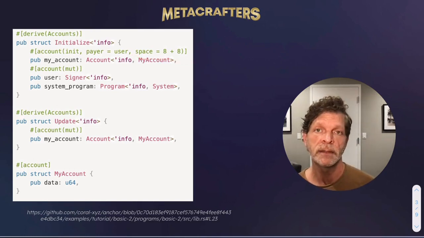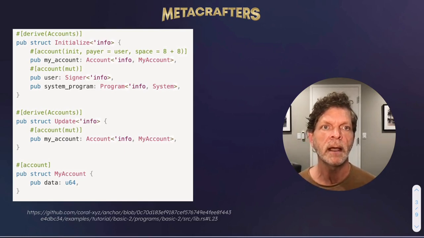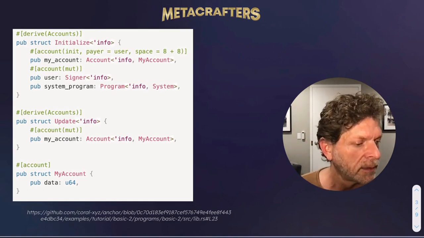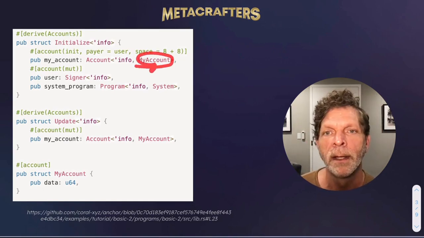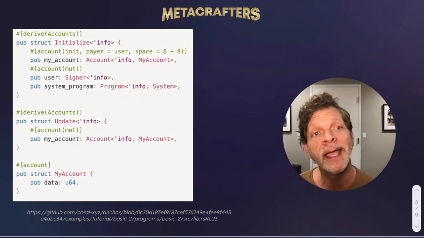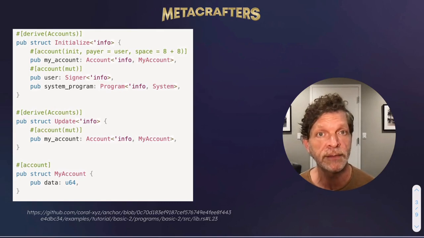The space constraint tells Anchor how much space to allocate on the account's data field. The required space is dependent on what is being stored. And here it is 8 plus 8. The first 8 is an Anchor-specific feature called the discriminator. More on that later. And the second 8 is due to the My Account data struct storing a single data field, a u64. And you need 8 bytes to represent a u64.